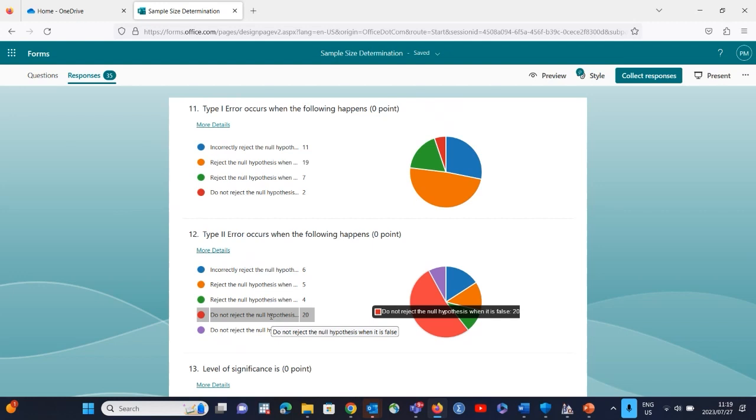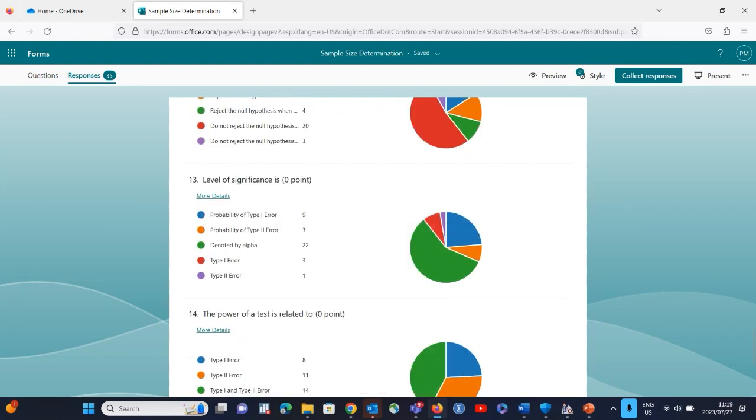They can be phrased in other ways, but the way I'm phrasing them: the first one is we reject incorrectly. We reject the null hypothesis when it's true. The second error, we don't reject the null hypothesis when it is false. When it is false, we want to reject it. When we don't reject it when it's false, it's an error. It's a type 2 error.